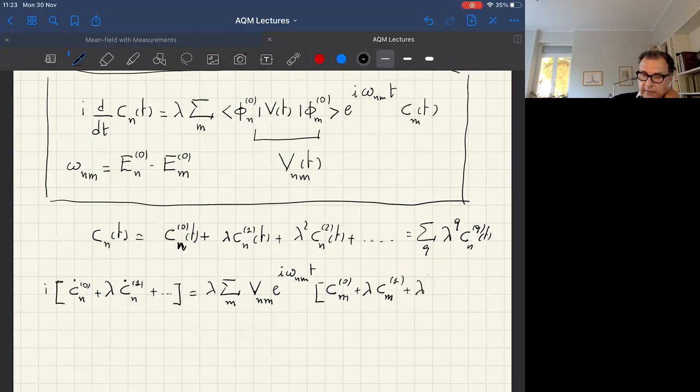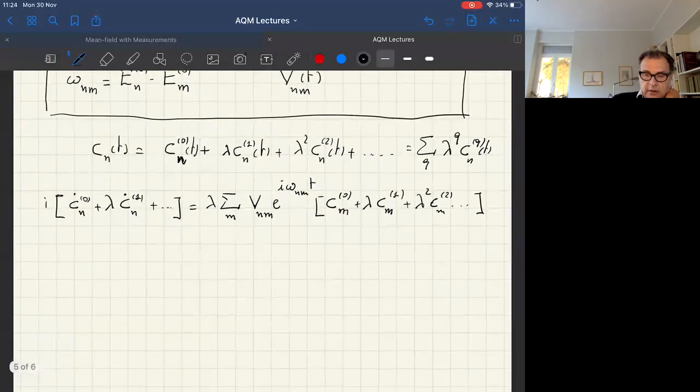One plus lambda squared C2 m. Okay, so you see that now the right hand side of this equation starts with order lambda, while the left hand side starts with order 1. So for the first equation, instead of the dot, I just put C dot 0 of n is equal to 0. Okay, this is zero order.